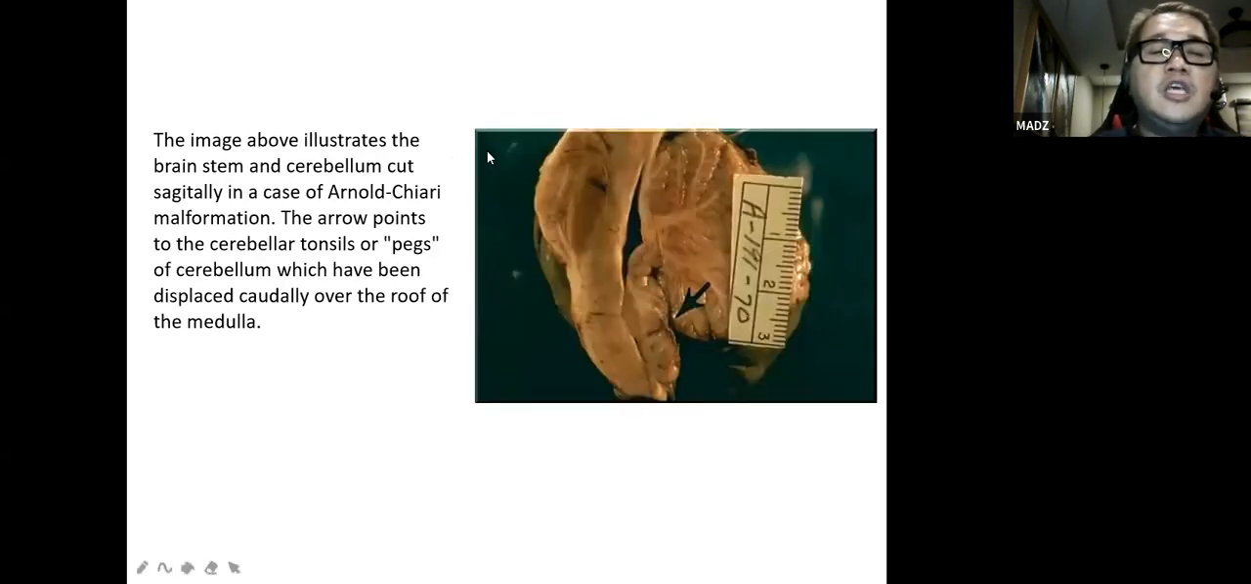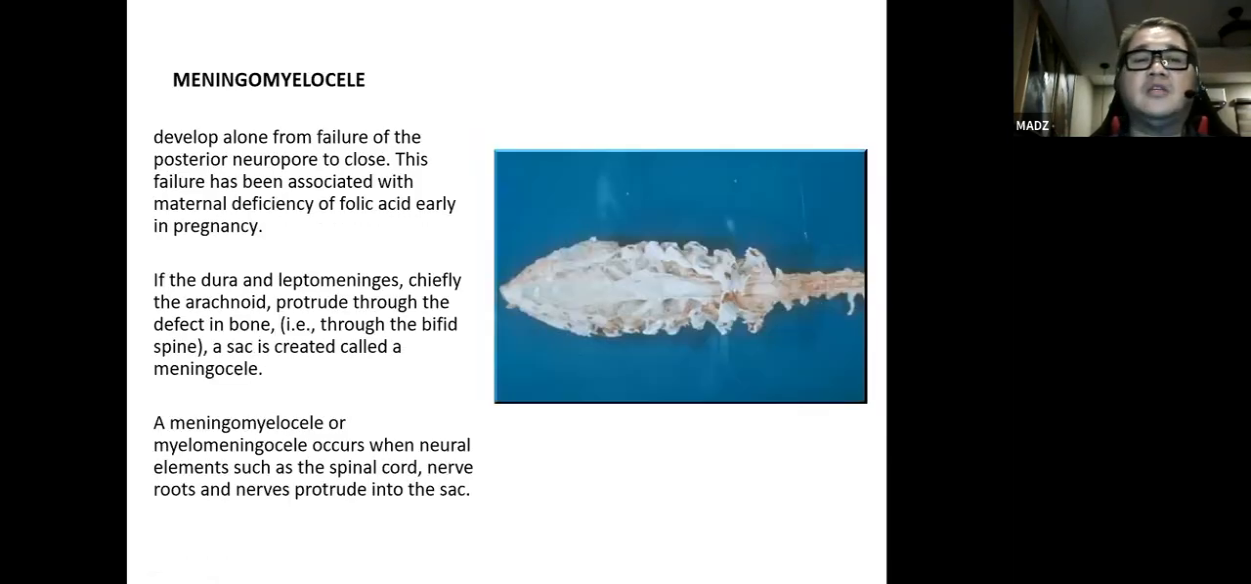The image here illustrates the brainstem and the cerebellum cut sagittally in the case of an Arnold-Chiari malformation. The arrow points to the cerebellar tonsil or pegs of the cerebellum, which may have been displaced caudally over the roof of the medulla. Normally you only see this at the level of the pons. Here it moves beyond that. So this is an example of an Arnold-Chiari malformation.